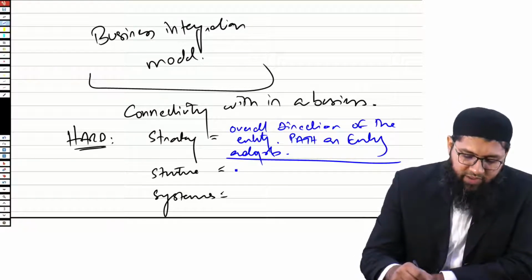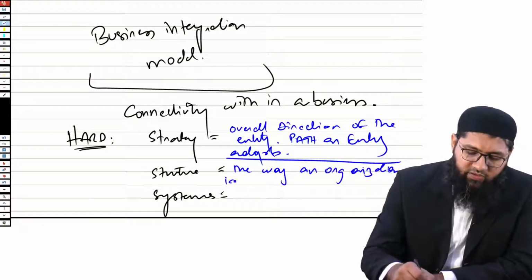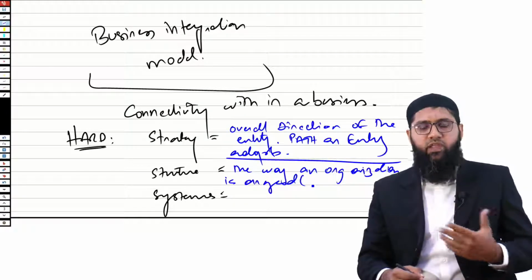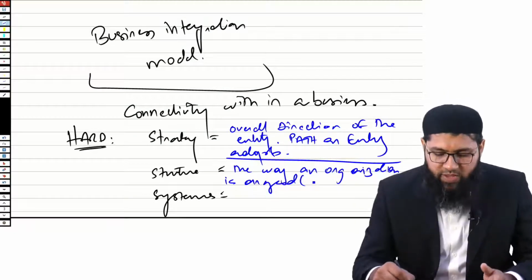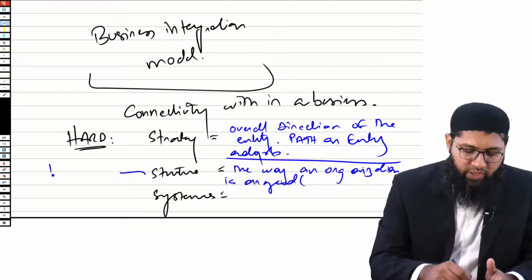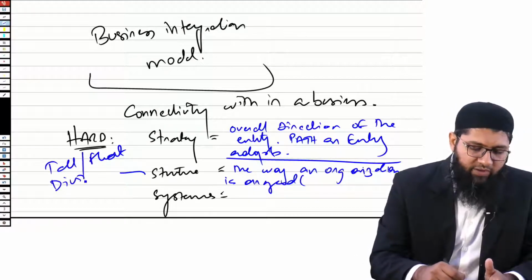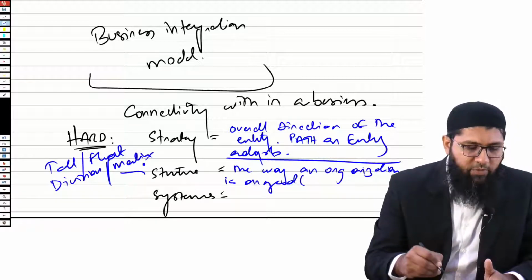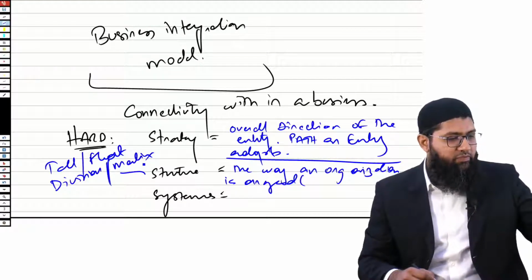The structure is the way an organization is arranged. What do you mean by the way the organization is arranged? It would include the type of structure that you have got. Do you have a tall structure? Do you have a flat structure? Do you have a divisional structure? Do you have a matrix structure? What type of structure do you have as an organization? That is what the concept of a structure means.